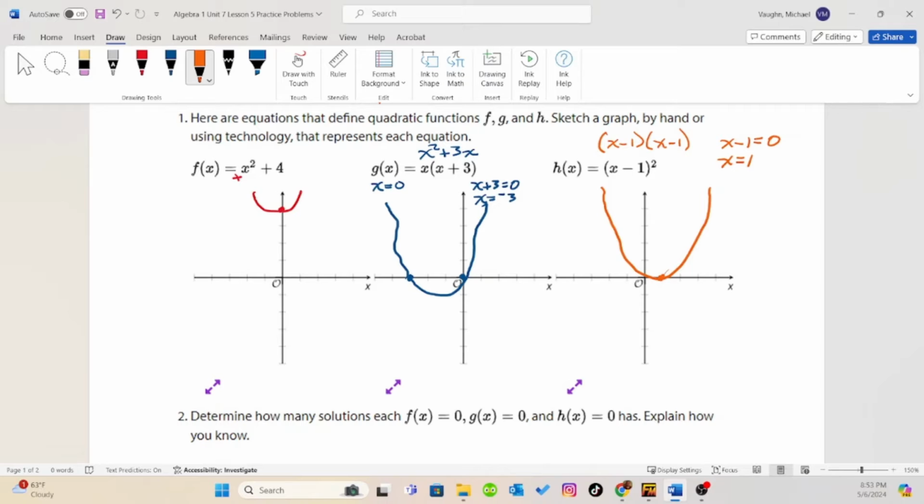Number 2, determine how many solutions each f of x equals 0, g of x equals 0, and h of x equals 0 has, and explain how you know. So first, we're looking at f of x equals 0. We can see that this parabola never crosses the x-axis, so it has no solutions.